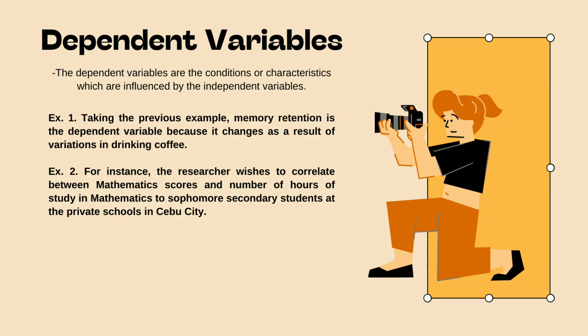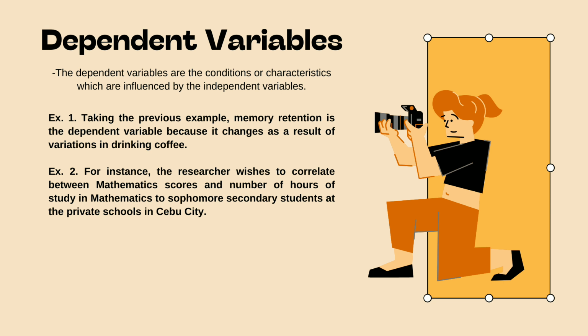Next, the dependent variables. The dependent variables are the conditions or characteristics which are influenced by the independent variables. Dependent variables are usually affected by the manipulation or control of the independent variable. They are called response variables, which are observed and measured to determine the effect of the independent variable. They are also called the Y variable. The dependent variables are the outcomes, effects, or results which are the focus of the investigation. Their behavior or status as influenced by independent variables is what a researcher will try to explain.